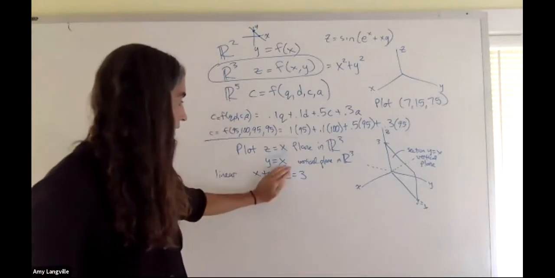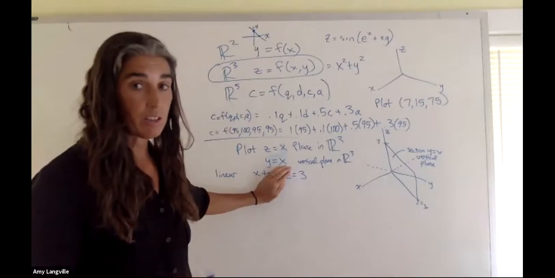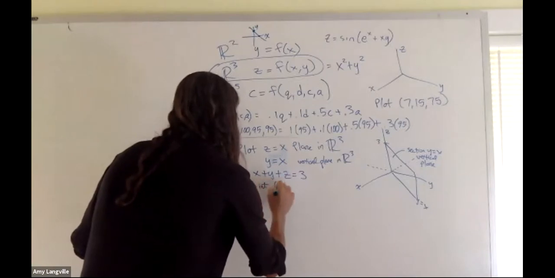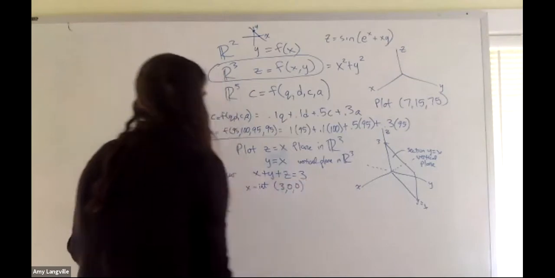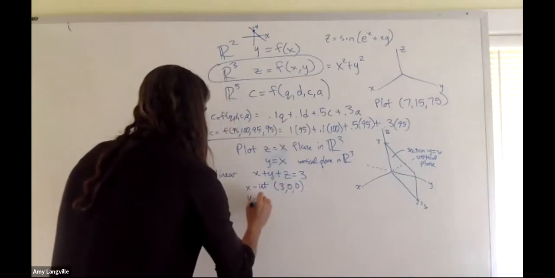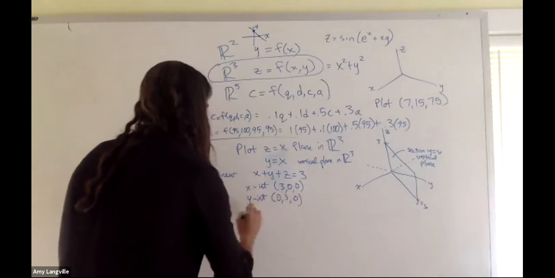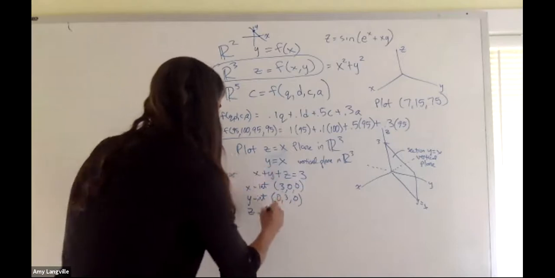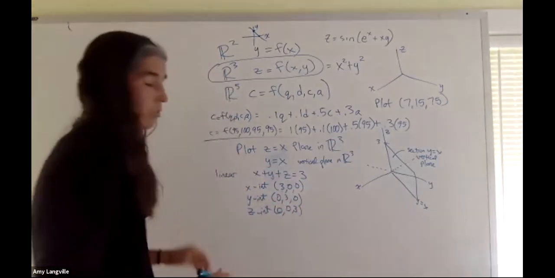So if y and z are both 0, x equals 3 is our x-intercept. That's where we cross the x-axis. So we have an x-intercept at the point (3, 0, 0). We have a y-intercept at the point (0, 3, 0). And a z-intercept, same thing. You'd set the x and y to 0, z is 3. So for this particular example, all the intercepts are 3.